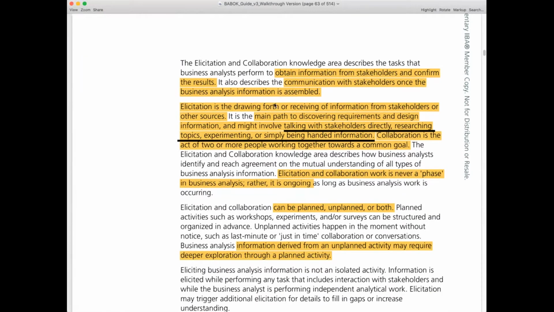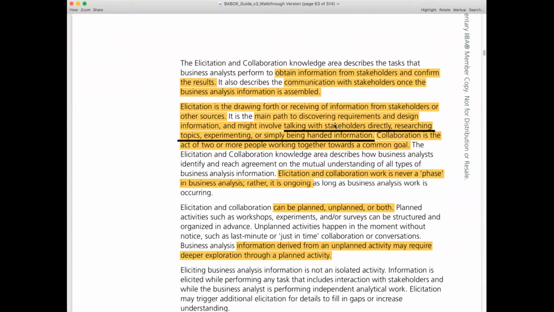So I think this is one of the most exciting parts of business analysis. So, elicitation and collaboration is basically where you're obtaining the information from the stakeholders and actually confirming those results as well. And we're also going to be in communication with stakeholders once the actual business analysis information is assembled.